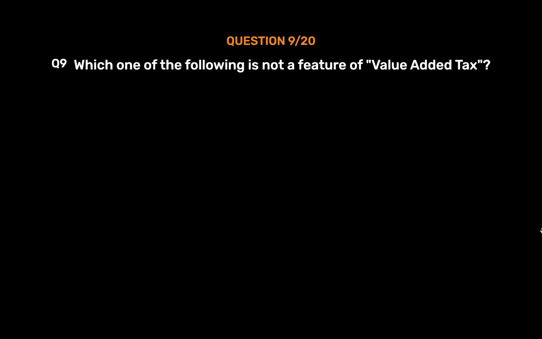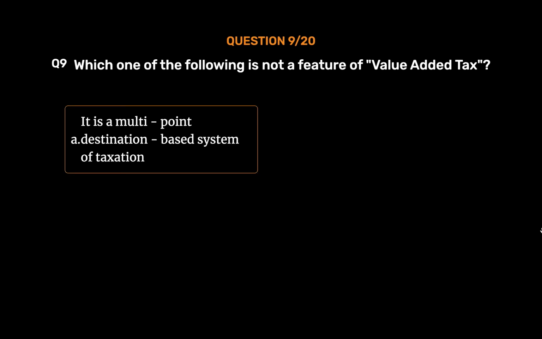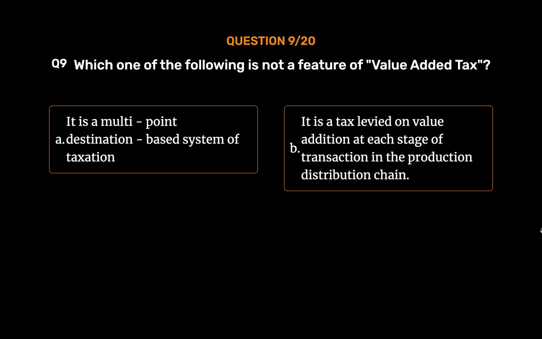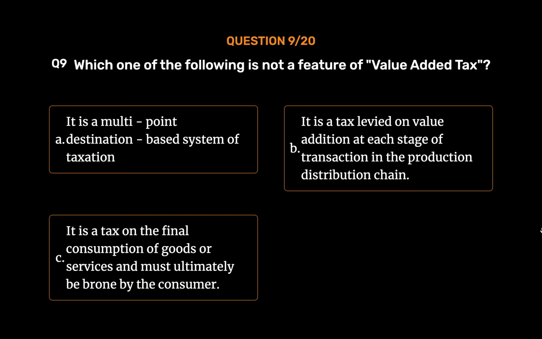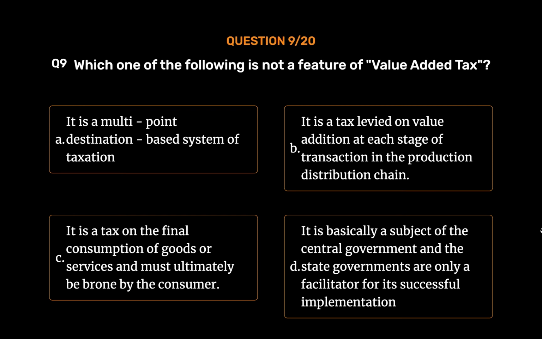Question number 9. Which one of the following is not a feature of value-added tax? Option A. It is a multi-point destination-based system of taxation. Option B. It is a tax levied on value addition at each stage of transaction in the production distribution chain. Option C. It is a tax on the final consumption of goods or services and must ultimately be borne by the consumer. Option D. It is basically a subject of the central government and the state governments are only a facilitator for its successful implementation.